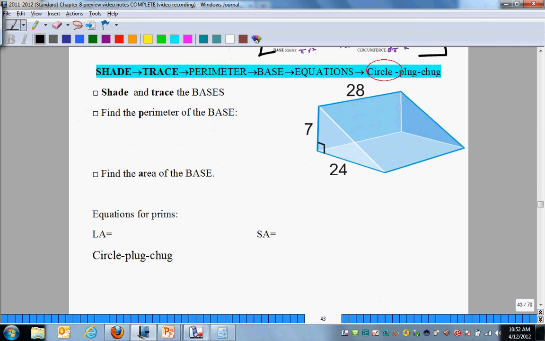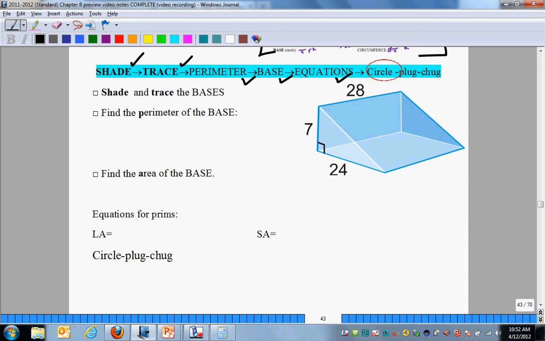Whenever you work with prisms, you're going to follow these steps. You're going to shade and trace, find the perimeter, find the base, write out your equations, and then do circle, plug, chug. Say it with me one time through. Shade, trace, perimeter, base. Equations, circle, plug, chug.